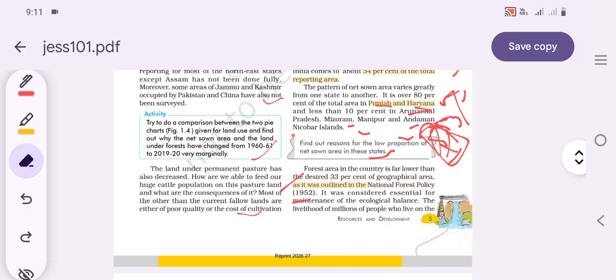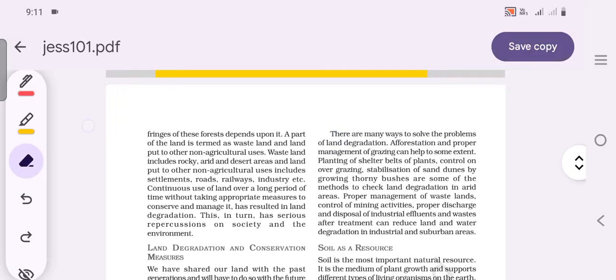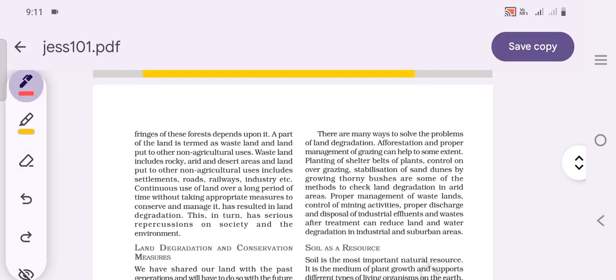Next, the livelihood of millions of people who live on the fringes of this forest depends upon it. A part of the land is termed as wasteland and land put to non-agricultural uses. Wasteland includes rocky, arid and desert areas, and land put to non-agricultural uses includes settlements, roads, railways, industries, etc. Continuous use of land over a long period of time without taking appropriate measures to conserve and manage it has resulted in land degradation. Means, if we use the land for many years without taking conservation measures, then it will have serious repercussions on society and environment.